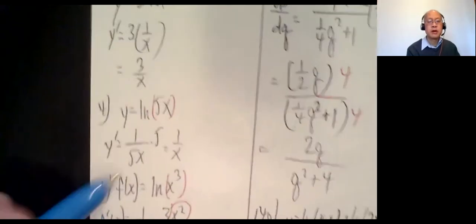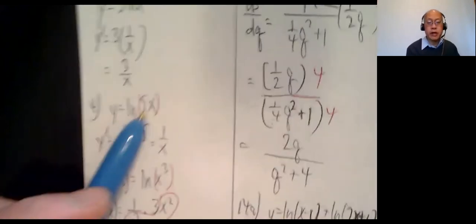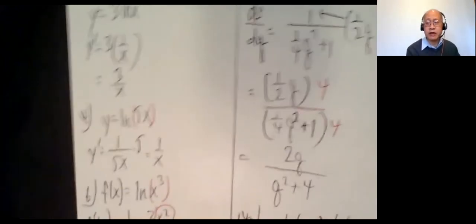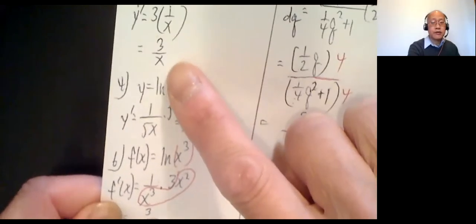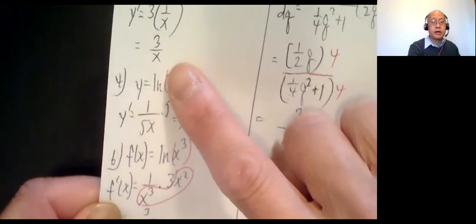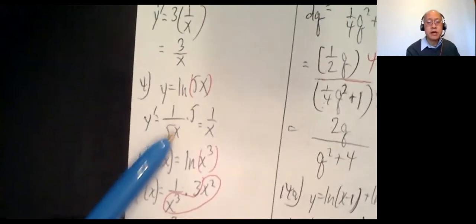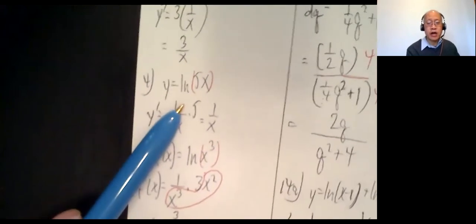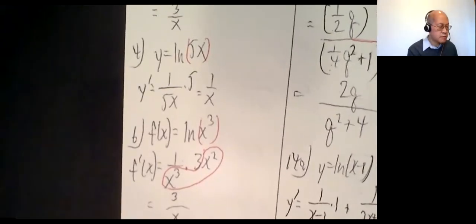Number 4, y equals natural log of 5x. Okay, they wrote it like this, but I put in red the parentheses because that's really how you want to think of it. It's ln of the quantity 5x. So that's going to be a chain rule, right? So if I just cover this up with my finger, the derivative is going to be 1 over that times the derivative of the inside. Okay, so I go for y prime 1 over 5x times the derivative of 5x, which is 5. And then you notice, oh, the 5's cancel out. So I just get 1 over x again. Okay.